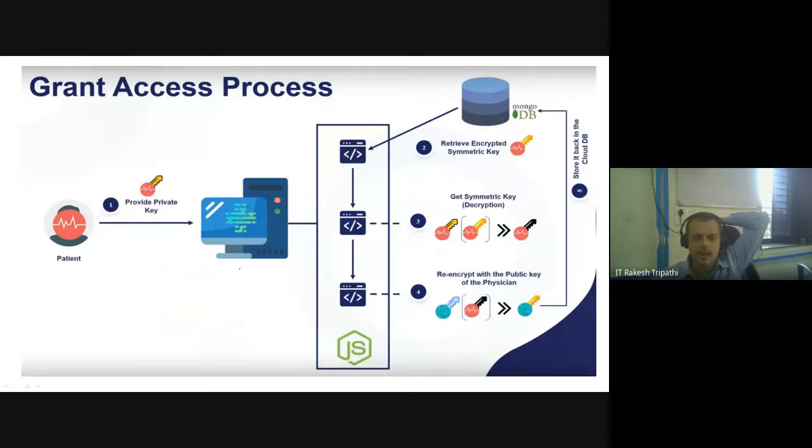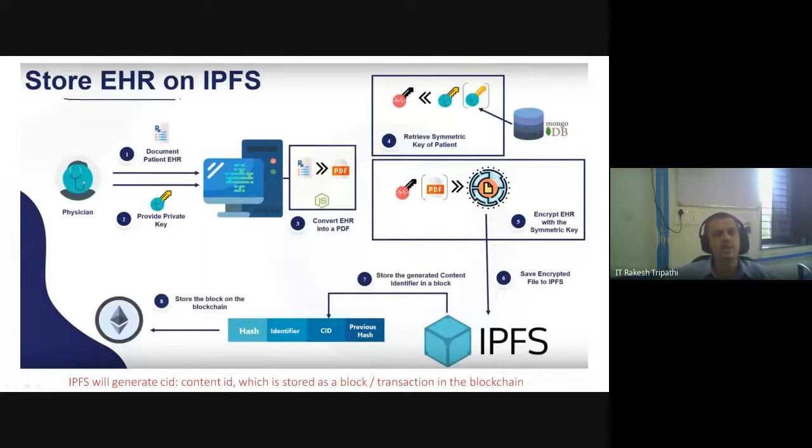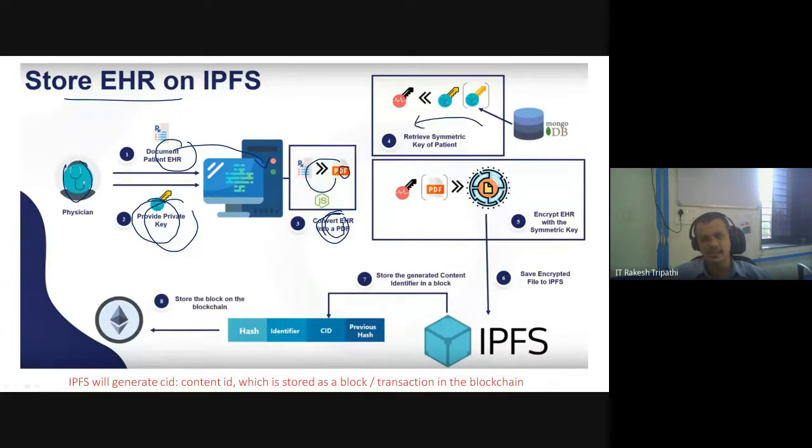Okay. Now, how do I store EHR onto IPFS? Whatever data the physician is giving, that data will be encrypted. My private key, I will give it to him. This will be converted to a PDF, and that is my step 2. Now first I retrieve the symmetric key. How do I retrieve the symmetric key? I retrieve it with my private key, and then with that symmetric key, I encrypt.